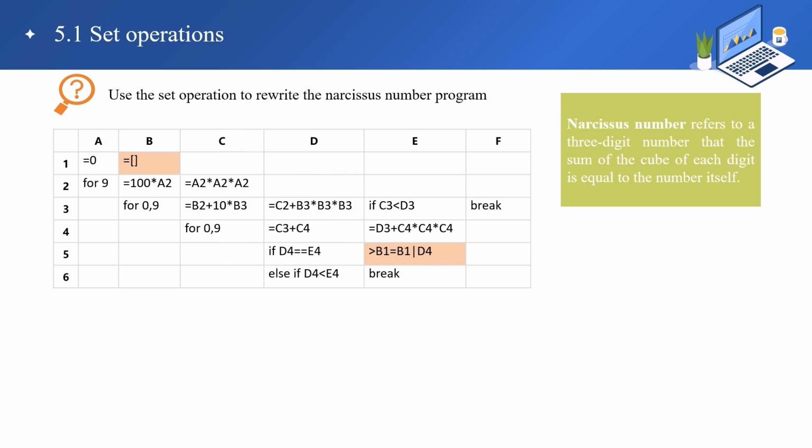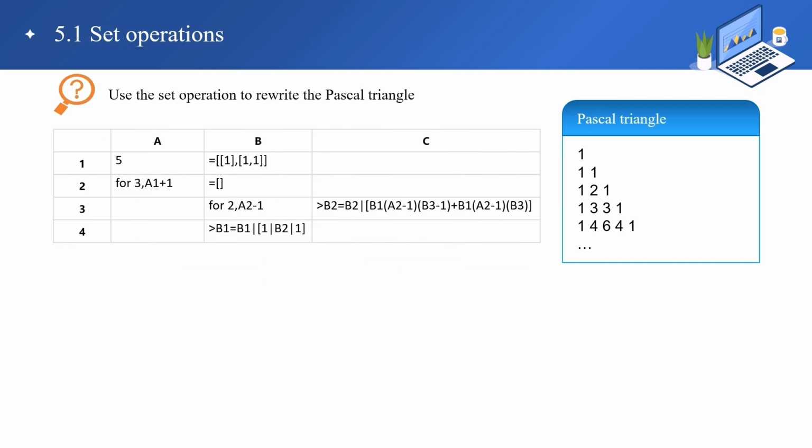We use the set operation to rewrite the Narcissus number program. Concatenate the calculated Narcissus number to the current sequence with the vertical bar operator. Pascal triangle. Use an inner loop to calculate the middle part of the current row, and then concatenate one before and after it respectively, and then concatenate it as a whole to the end of the target two-layer sequence.